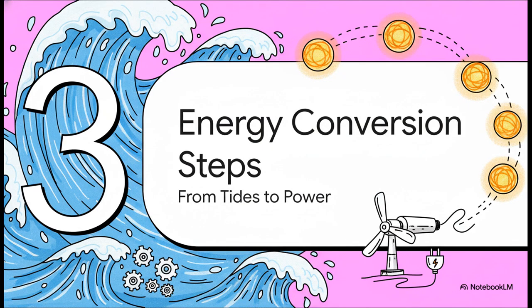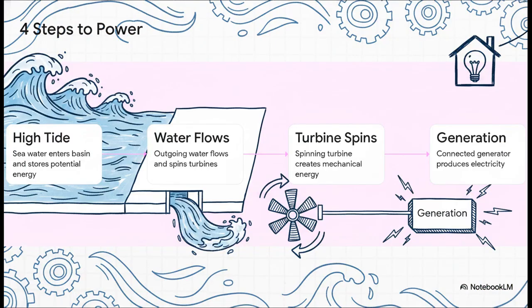Next up, energy conversion steps, from tides to power. Okay, let's break this conversion down step by step. Step 1. During high tide, seawater rushes into a tidal basin and gets trapped by that barrage we just talked about. At this point, that stored water is holding a massive amount of potential energy. Step 2, as the tide inevitably changes, that water wants to rush back out to sea, and as it does, it blasts through and spins the turbine blades. Step 3, that intense spinning motion creates mechanical energy. And finally, Step 4, the generator takes over, seamlessly converting that mechanical motion directly into usable electricity.